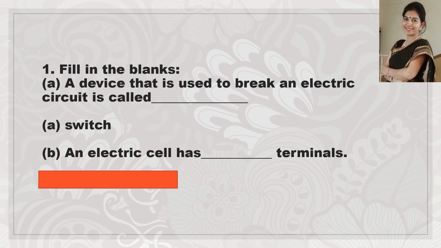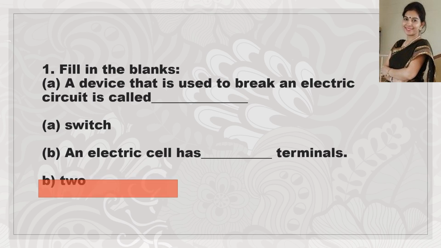And the next statement is: an electric cell has dash terminals. How many terminals does an electric cell have? 2 terminals.